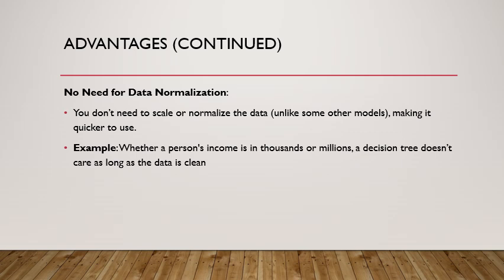Example, whether a person's income is in thousands or millions, the decision tree doesn't care as long as the data is clean. It doesn't care about the income of a person. It only needs the data to be clean, with less or no effect from outliers. The data should not be affected by any outliers. The data should be clean. Then only the decision tree works properly. Okay, this is about advantages.